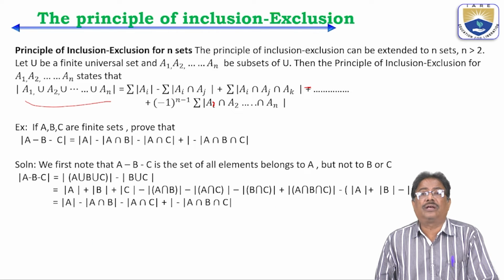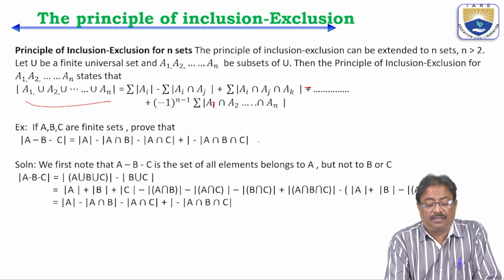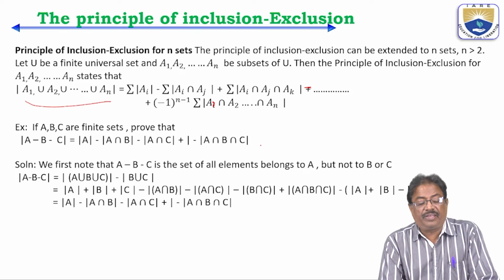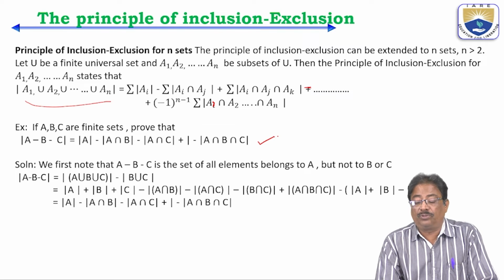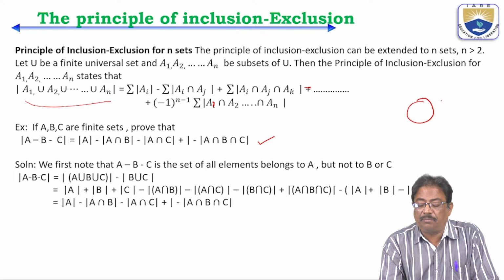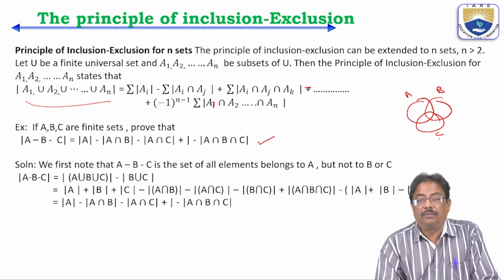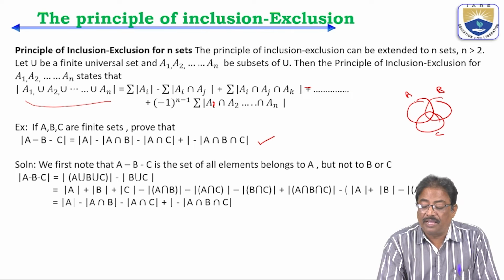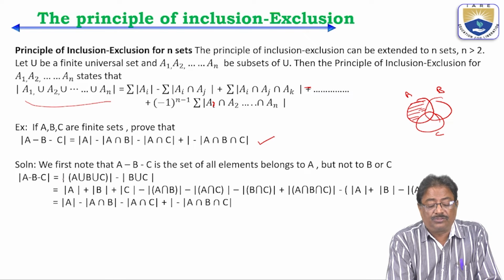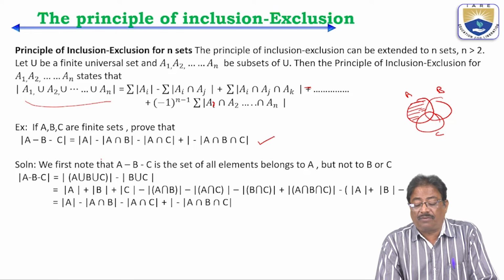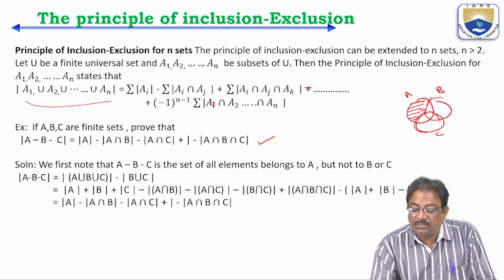So now we are going to concentrate on another problem which is related to this inequality. If A and B and C are finite sets, then we have to prove this. See here, A minus B minus C is nothing but the number of elements which are there in A, but which do not belong to B and which do not belong to C. So A minus B minus C means the number of elements belonging to A but not belonging to B or C.